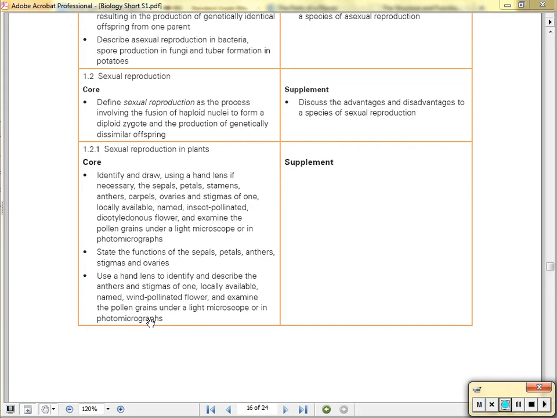It says use a hand lens to identify and describe the anther and stigmas of one locally available named wind-pollinated flower and examine the pollen grains under a microscope. Whenever it says locally available, just throw the word Bermuda in. So Bermuda grass, and draw whatever was in the textbook. There's no point in going crazy over trying to figure out and find these things. Wind-pollinated plants are normally grasses, Bermuda grass, and then you draw the basic one from the textbook.